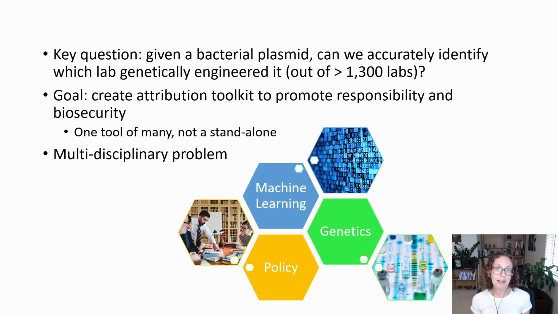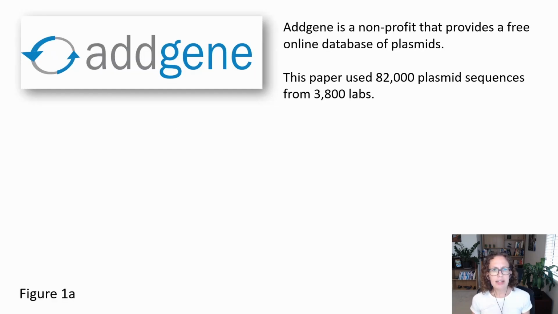I think this is an interesting problem. It's inherently multidisciplinary. It draws on machine learning, genetics, and policy. This research paper is focused on the machine learning and genetics aspects, and the accompanying perspective paper I mentioned gets more into some of the policy implications. The data source for this project was AdGene, which is a nonprofit online database of plasmids.